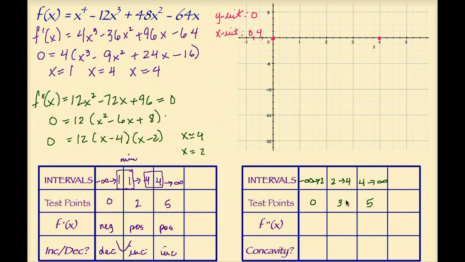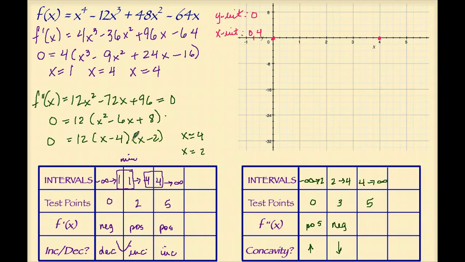Now let's plug these test points into our second derivative to determine concavity in these intervals. If I put 0 in for x here and here, I'm going to have 12 times negative times negative. Negative times negative is positive, times a positive number means it's positive here, which means we have a section that is concave up. If I put 3 in for x here and here, this is going to be positive times negative, 3 minus 4 is a negative number, times positive, which means in this interval, the second derivative is negative, which means we'll have a concave down section of the graph here.